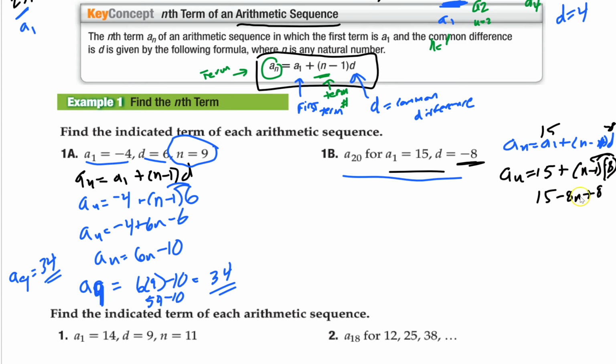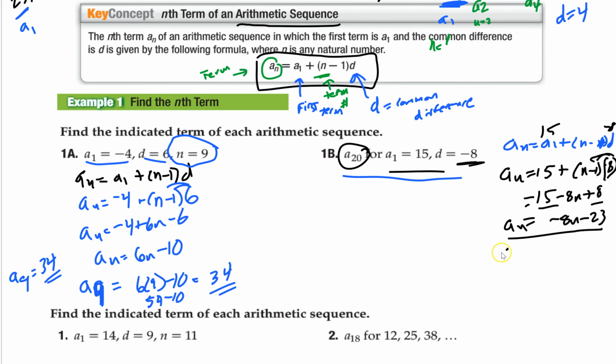Right? -8 times n is -8n. And -1 times -8 is +8. Add up the like terms, and I get -8n plus 23. That's the general formula. And then now I want the 20th term.